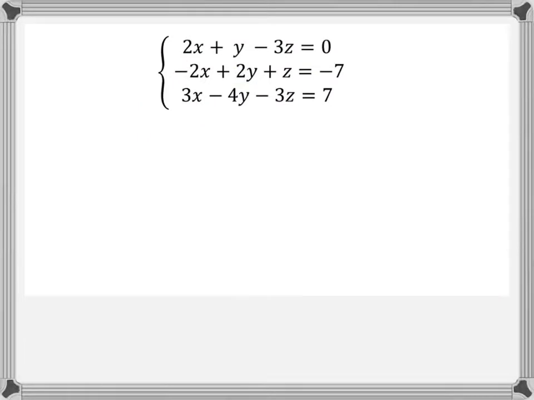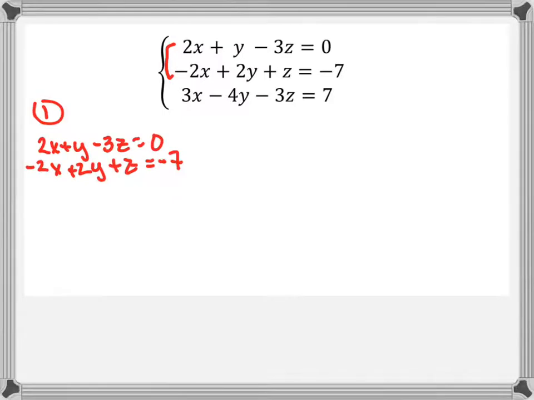Okay, let's look at another 3x3 system. So here, I'm going to first look at these first two equations together, and I am going to keep them the same. They're already set up to eliminate x's. So if I add them, my x's cancel out or are eliminated. And then if I add my y's, I get 3y. If I add my z's, I get -2z. Adding my constants, I get -7.